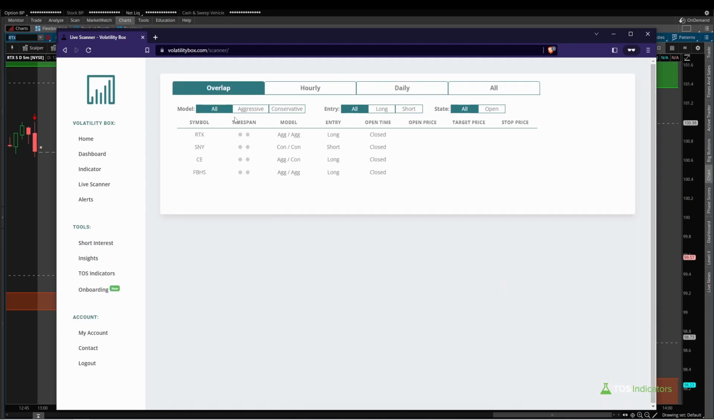And if you wanted to keep things nice and simple, the overlap tab is the best of the best opportunities, looking for, if this was almost a Venn diagram, a place in which the two Venn diagrams overlap with the hourly and the daily models.